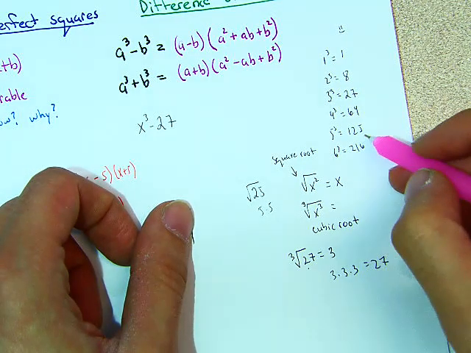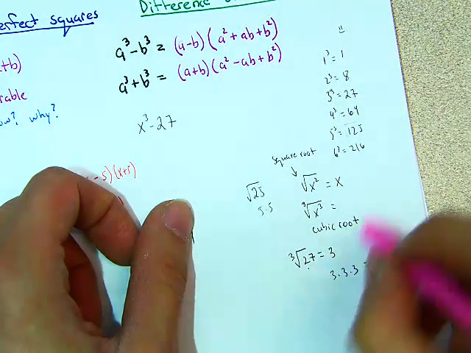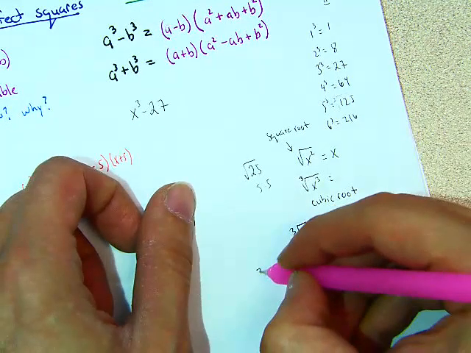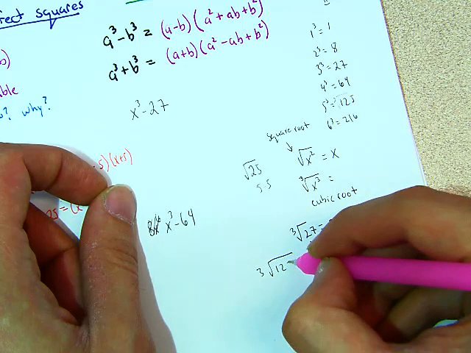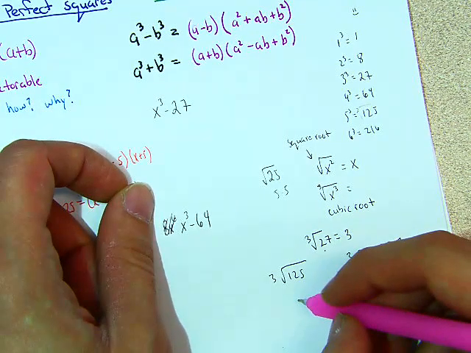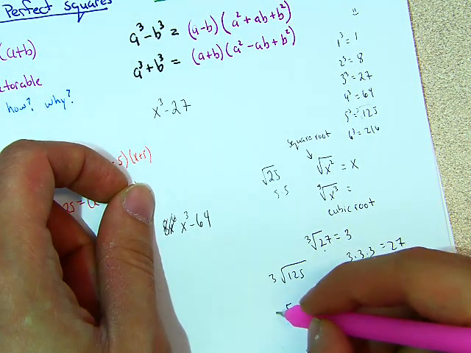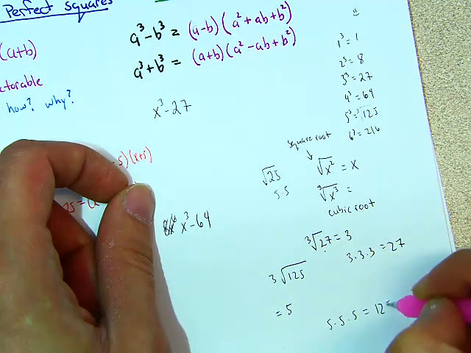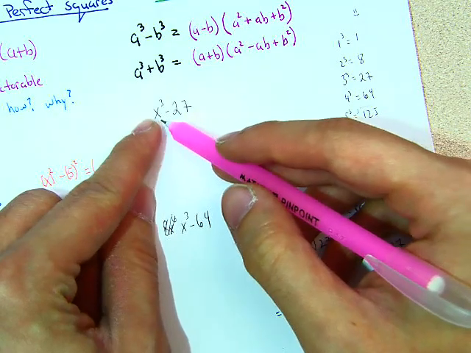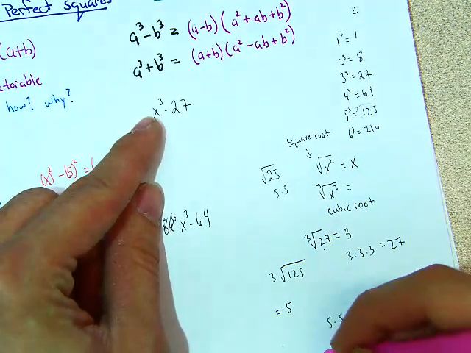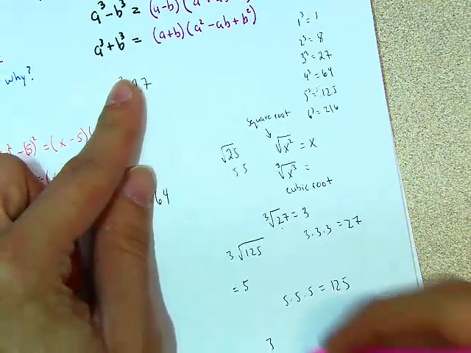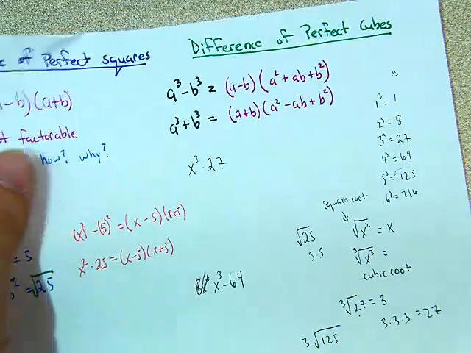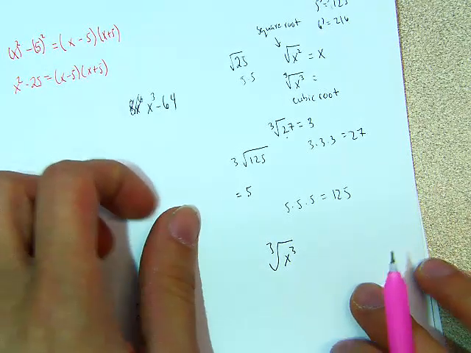What if I take the cubic root of, I don't know, 125? What is the cubic root of 125? That is equal to 5. Why? Because 5 times 5 times 5 gives us 125. So here, we could take the cubic root of x cubed. Oops, my bad. Why can we do that?